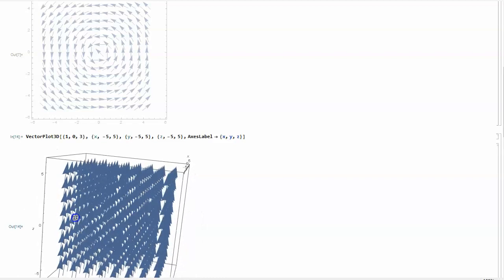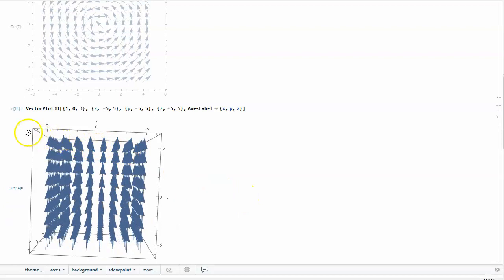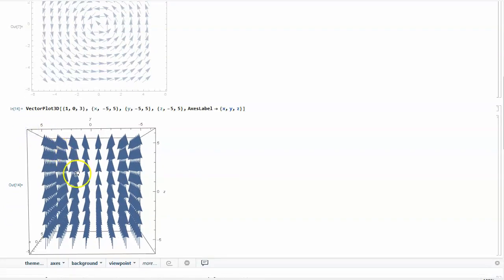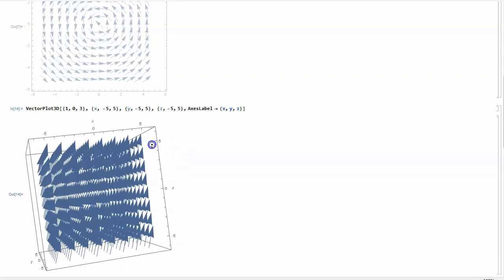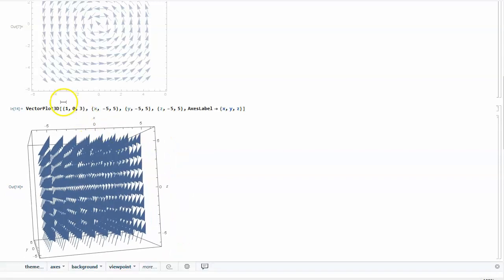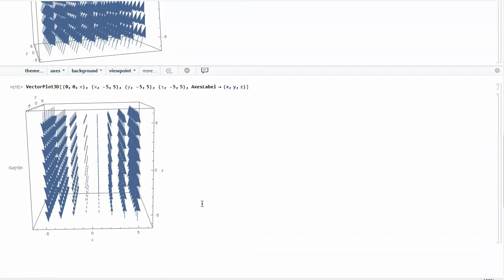If I look in this direction, they look like they're going straight up. The reason they look like they're going straight up is because right now I'm looking down the x direction, looking across the y direction. These vectors don't move in the y direction at all. They're 0 in the y direction, so that's why they look like they're going straight up. If I look here, it looks like they're going to the right and up because the x component is 1. So they're going 1 in the x direction, 3 in the z direction, 0 in the y direction. Another example of a 3-dimensional vector field.